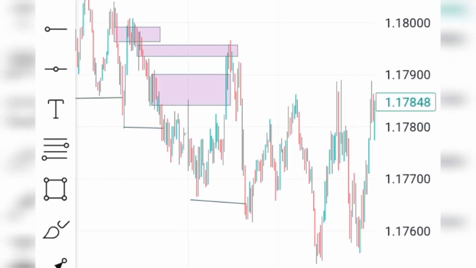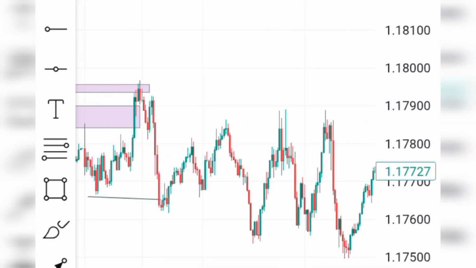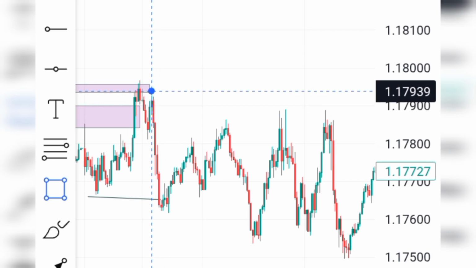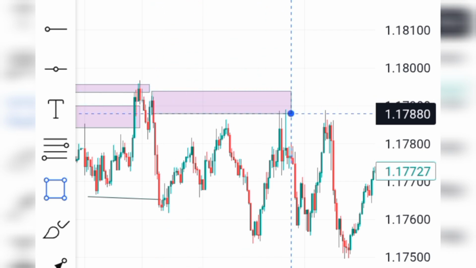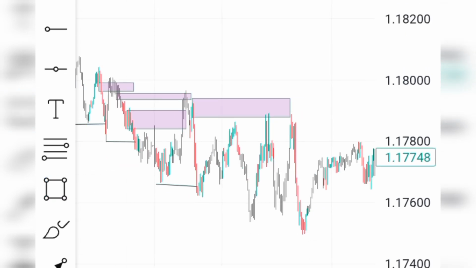Now you wait for the retracement to any zone of your choice. For me, I use order block and fair value gap. ICT traders, you know better. When it came, you just enter your market.